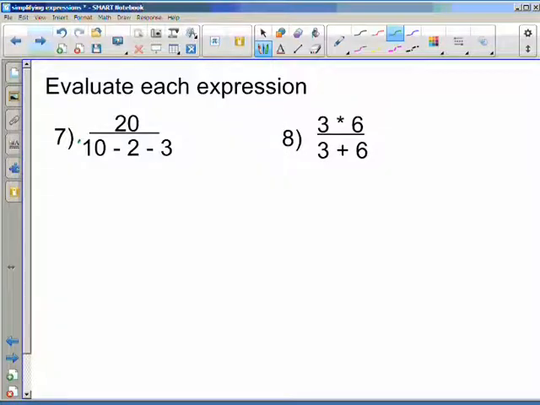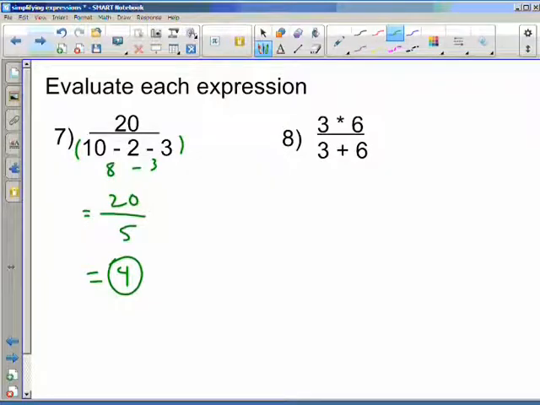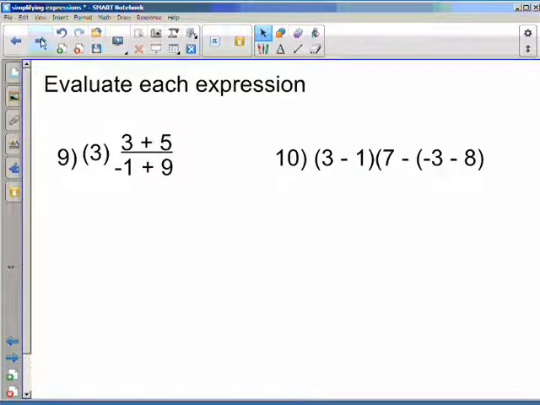Okay, again, think of the denominator as a parentheses. We'd get 20 over 10 minus 2, which is 8, and then we can do the 8 minus 3, that's 5. 5 goes into 20 4 times. If it didn't, if it was like 21 over 5, we'd just leave it as 21 over 5. Over here, long fraction bar lets us do our 18 over 9. 9 goes into 18 twice. Try these on your own, see how it goes.